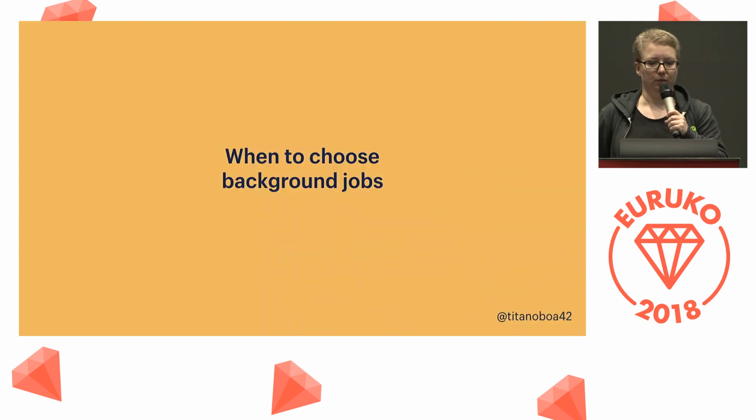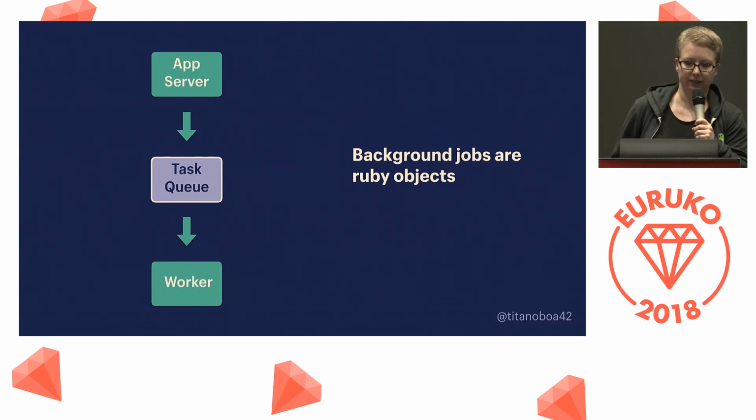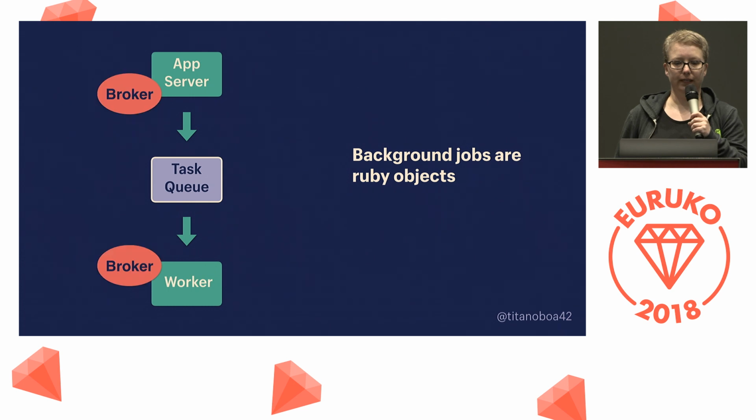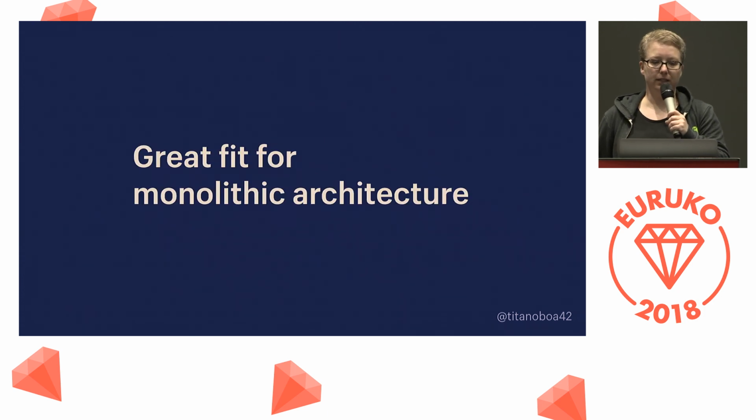When should you choose background jobs? The background job backend code is a Ruby gem. It's running on both application server and worker. And the task put into our task queue is an instance of a job class. It's a Ruby object. An application server and worker both need to understand this object. They need to implement that class. And that makes background jobs a great fit for a monolithic application, where application server and worker are running instances of the same code base.